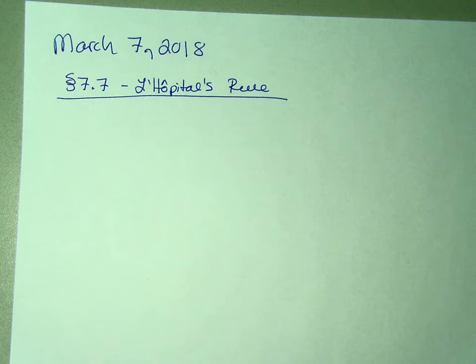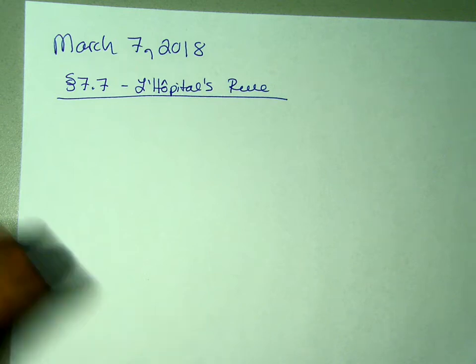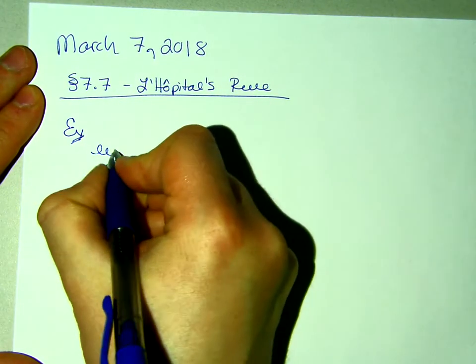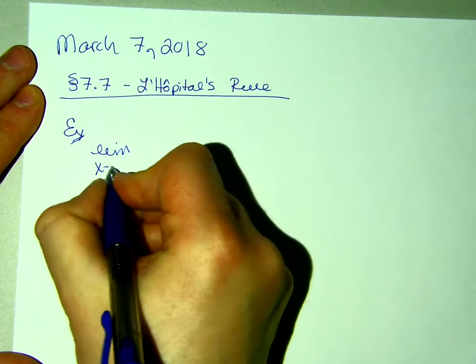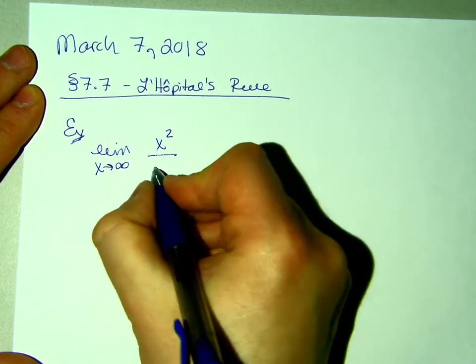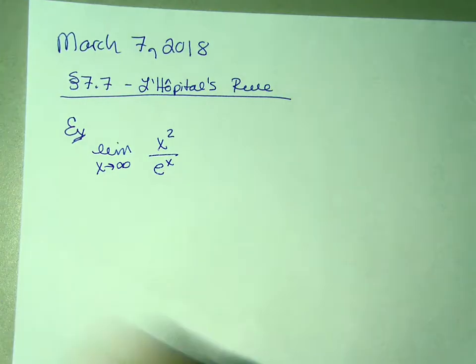Yes. And hopefully you noticed yesterday, this is not quotient rule or anything like that. It's the derivative of the top over the derivative of the bottom. We're not finding the derivative of the entire function. We're doing the derivative of the top over the derivative of the bottom. Let's take a look at this problem. Let's take a look at the limit as x approaches infinity of x squared over e to the x.